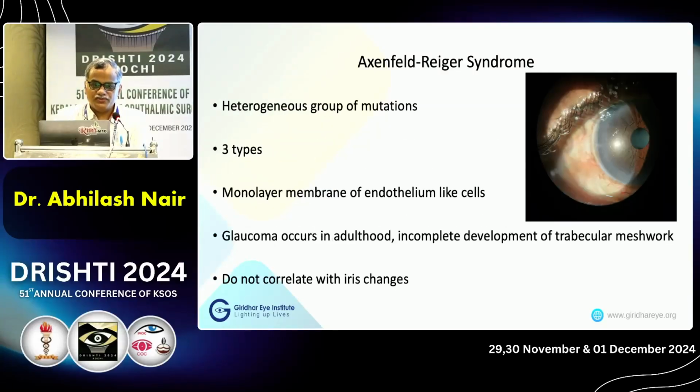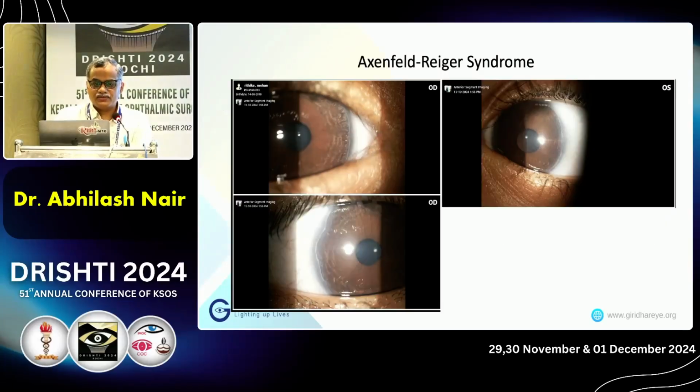It's a heterogeneous group of mutations, mainly 3 types, and around 50% of such individuals can get glaucoma. There is a monolayer membrane of endothelium-like cells in the angle, and glaucoma usually occurs in adulthood because of incomplete development of the trabecular meshwork. Now, some of the patients may have very severe iris changes, but the glaucoma may not correlate with those changes. Others have very subtle findings, but the glaucoma may be severe. So, again, few patients with prominent Schwalbe's line.